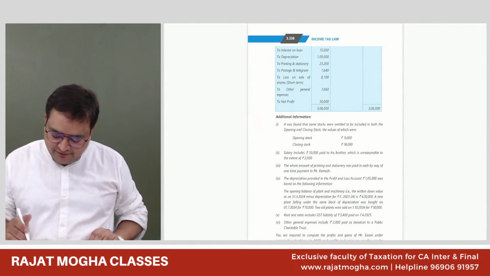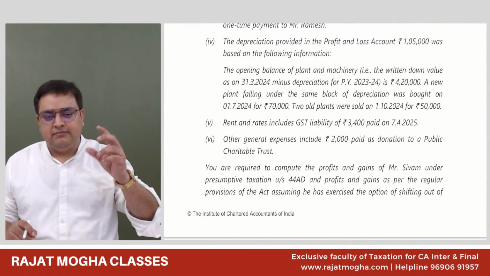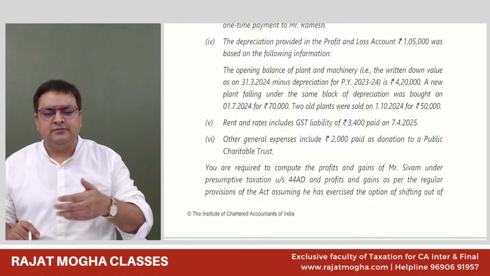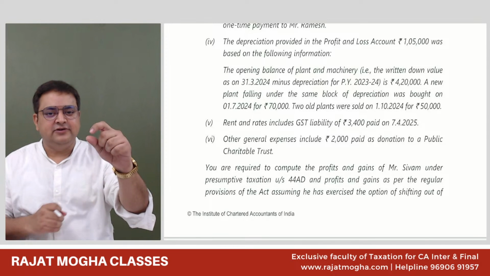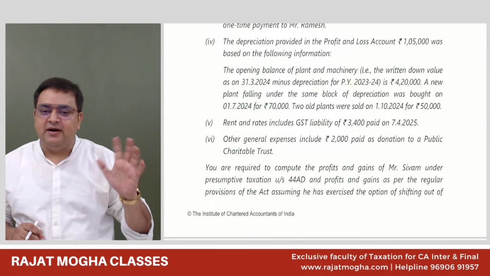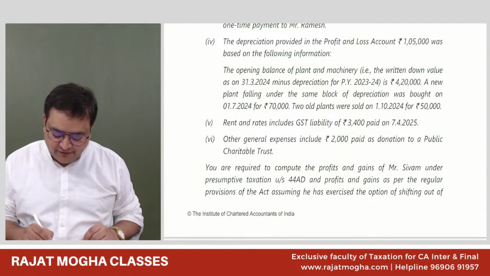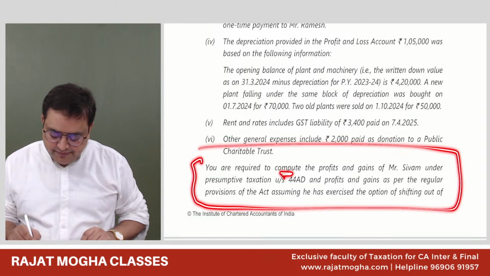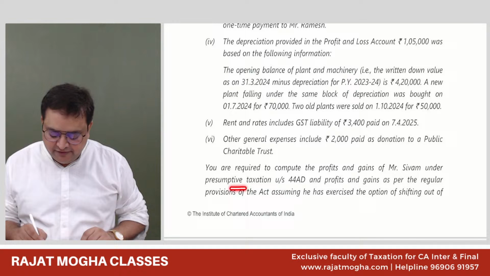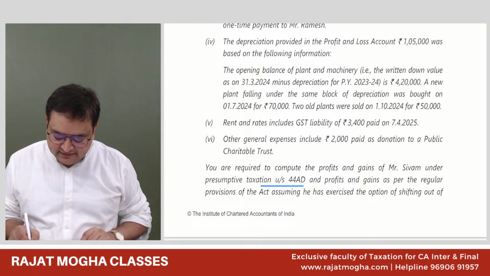In this type of question, you should always see what is asked from you. I would not say it's a total income question, because mostly it is PGBP only. So this is a miniature of the total income question, the 15 marks question which we get first in the examination. You are required to compute the PGBP, the profits and gains of Mr. Shivam under presumptive taxation, 44AD.